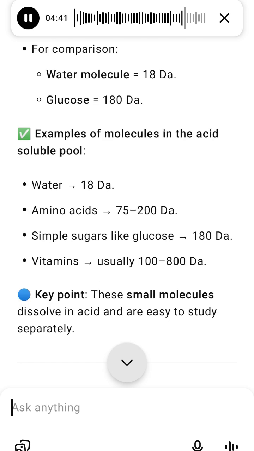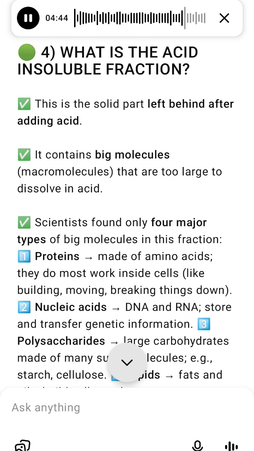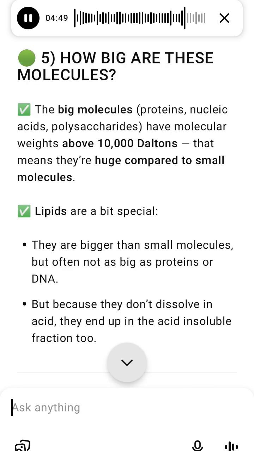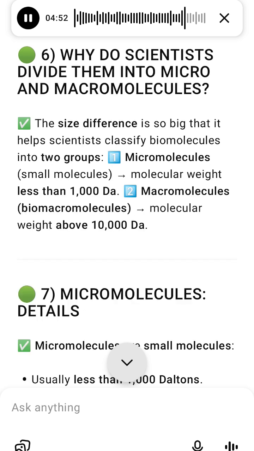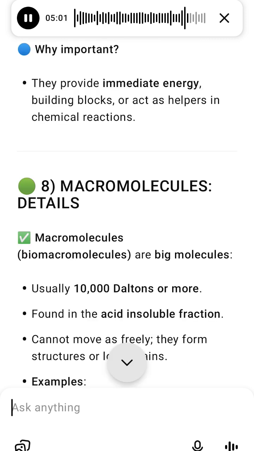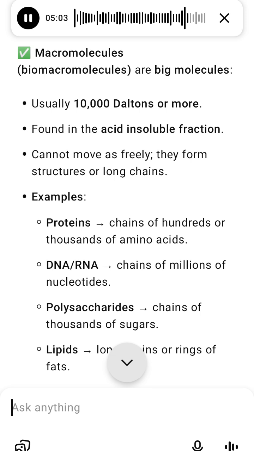Examples: water, 18 Da; glucose, 180 Da; amino acids, 75 to 200 Da; vitamins, 100 to 800 Da; mineral ions, sodium Na+, potassium K+, calcium Ca2+. Importance in life: provide quick energy, glucose; serve as building blocks, amino acids for proteins; act as cofactors, vitamins that help enzymes work; move easily inside cells and participate in fast reactions. Key property: because they are small, micromolecules can diffuse easily, mix quickly in the cell, and are used rapidly.